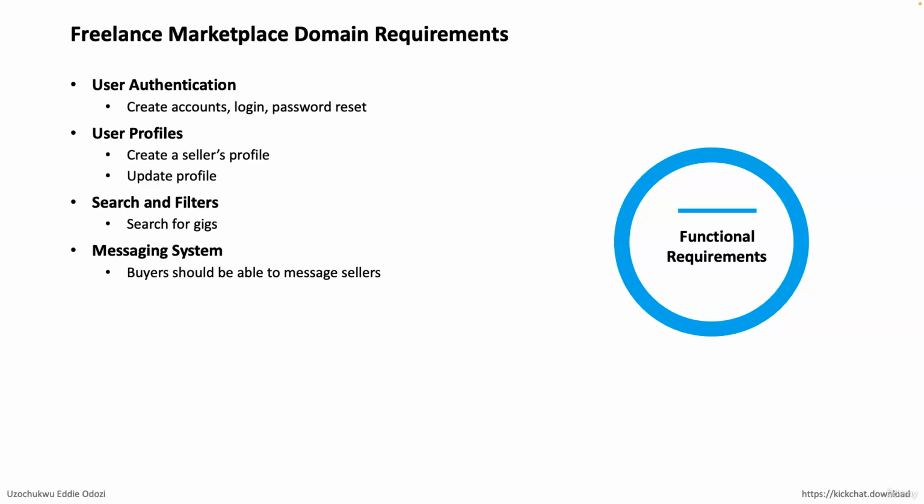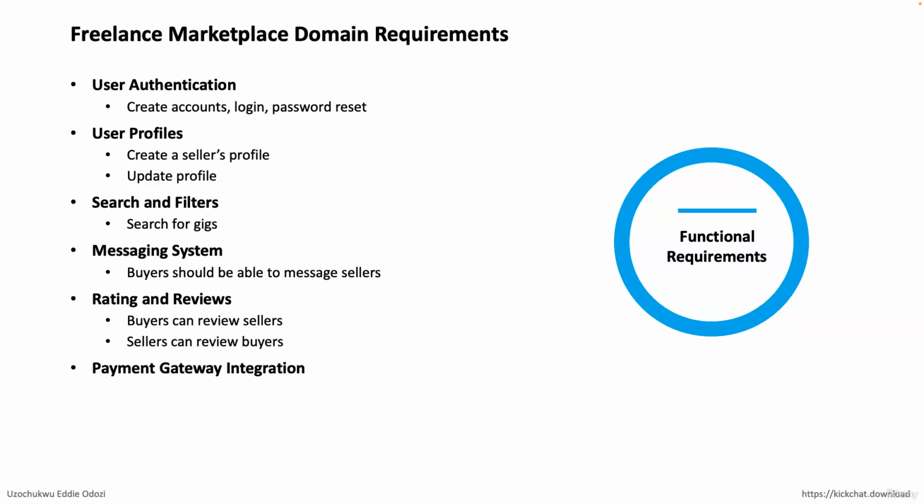Then the messaging system is also a functional requirement. Buyers and sellers can communicate. Then ratings and reviews is also a functional requirement. Buyers can review sellers after they complete a job, and then sellers can review buyers after they complete a job as well. If the buyer is a good buyer, the seller can review. If the seller is good, the buyer can review as well.